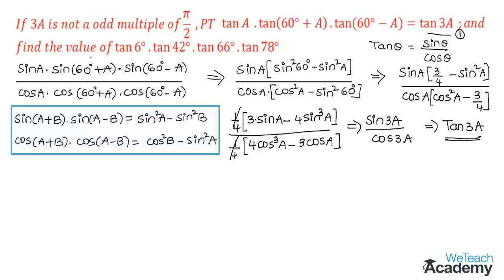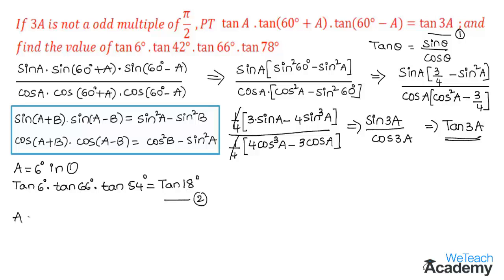And now let us find the value of tan 6 degrees into tan 42 degrees into tan 66 degrees into tan 78 degrees. In order to find it, let us substitute a equal to 6 degrees in equation 1. We get tan 6 degrees into tan 60 degrees plus 6, so tan 66 degrees, into tan 60 degrees minus 6 degrees, which is tan 54 degrees, which is equal to tan 3 times a. Here 3 times 6 is 18 degrees. So we get tan 18 degrees. Now let us name this equation as equation 2.